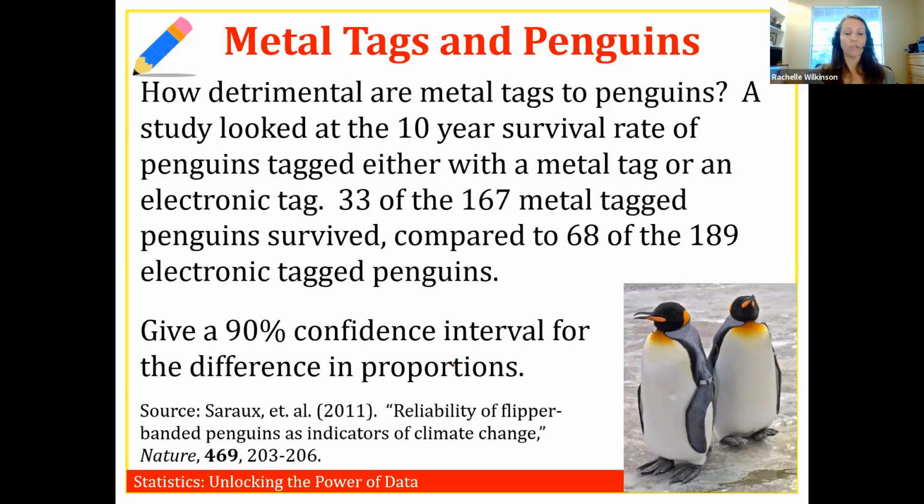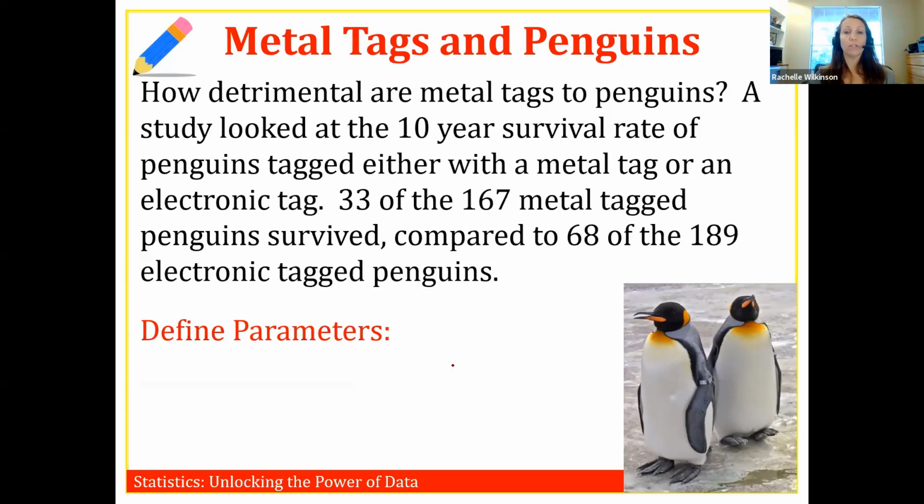Before we get to actually constructing the confidence interval, though, we have to set everything up. So first, we're going to define our parameters. And in this case, because this is a 2 proportion problem, then we're going to have 2 proportions that we have to define. So we could have P1 and P2. You could also call them PM and PE for metal and electronic. That's what I'm going to call them.